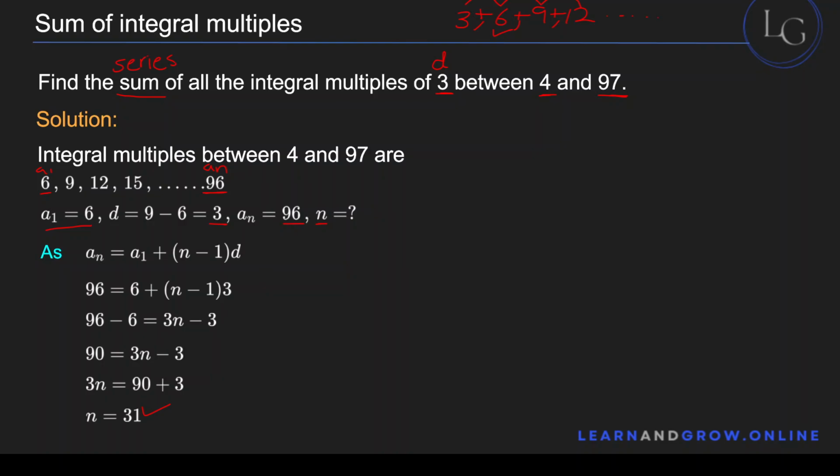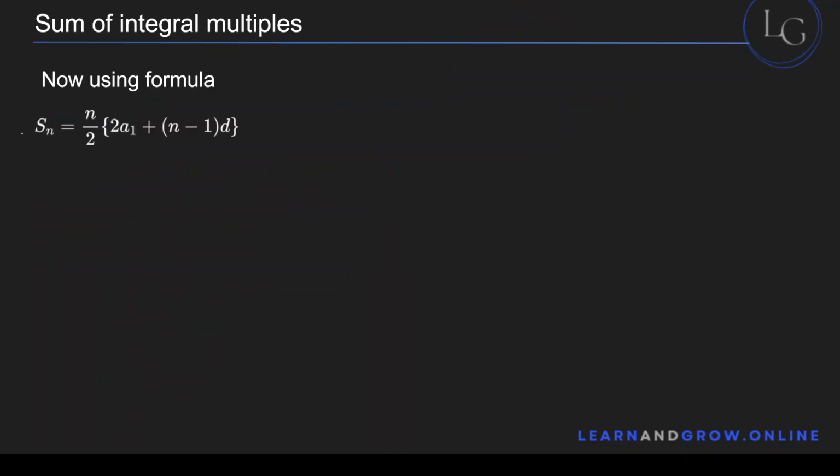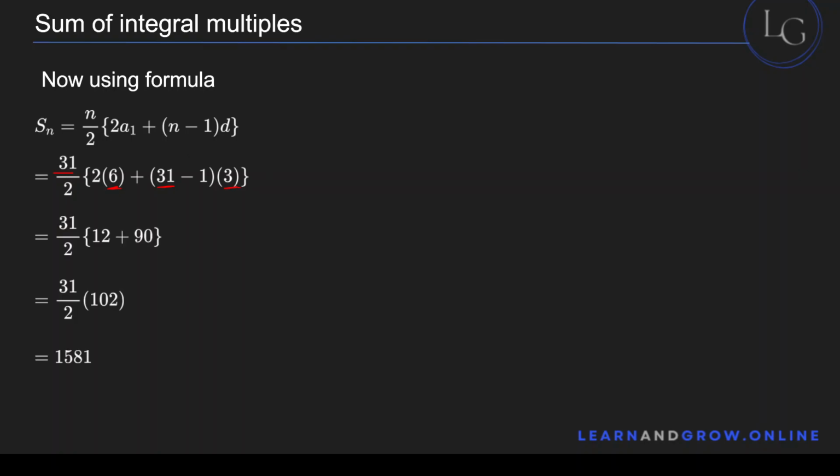Now we have to find the sum of the series. Remember this formula? Just plug in the values that you found earlier. N was 31, A1 was 6, and the common difference was 3. When you calculate all of this, you find that the sum of all the integral multiples of 3 between 4 and 97 is 1581. And so that is what you get.